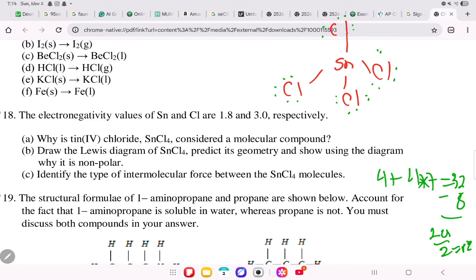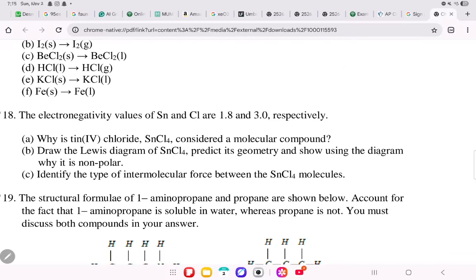So what's the shape? The shape is AX4, so it's tetrahedral, and AX4 tetrahedral is symmetrical. Since it's symmetrical, it's going to be non-polar because all of the polarizing forces, even though the Sn-Cl bond is polar, but the whole molecule is non-polar, right? So the whole polarizing force is going to cancel each other out, and due to this, we say that it is non-polar.